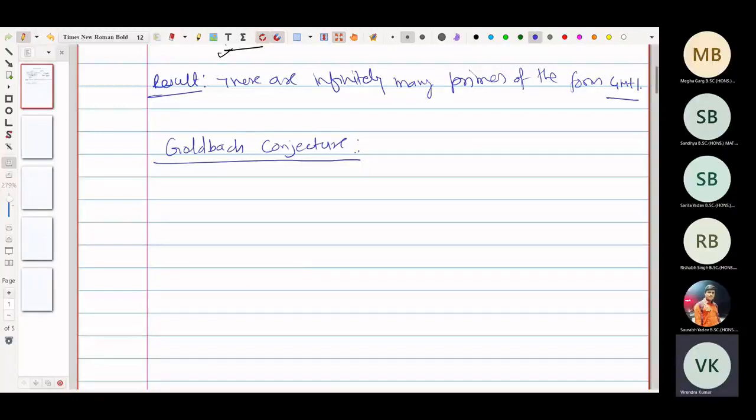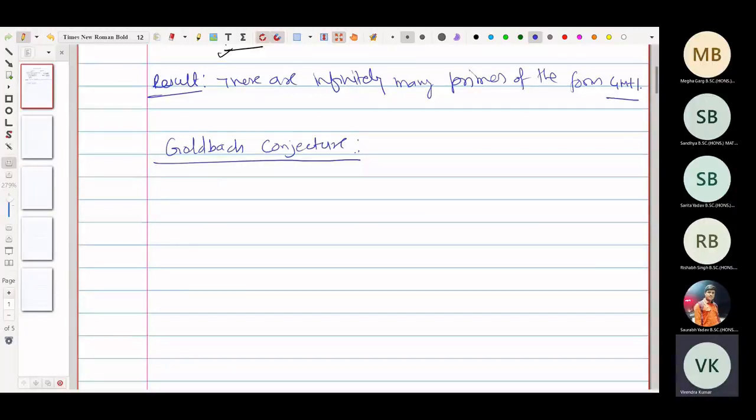A proposition is a statement which is either true or false. You cannot say that it is sometimes true or sometimes false. There should be clarity. Anyway, what is a conjecture? A conjecture is a statement which seems to be true, but which has not been proved yet. But there is a sufficient amount of evidence supporting that the given statement is true.